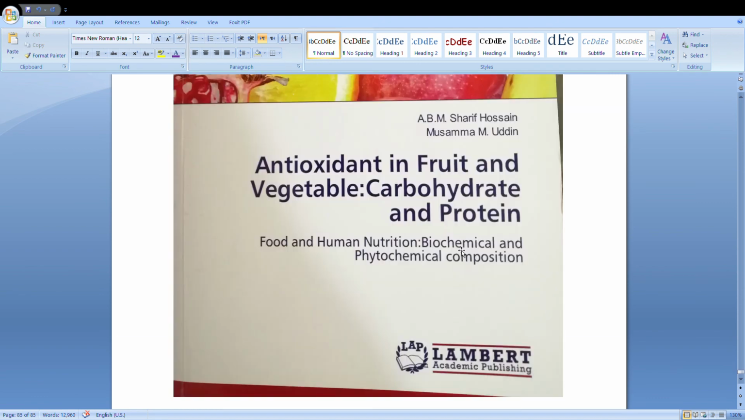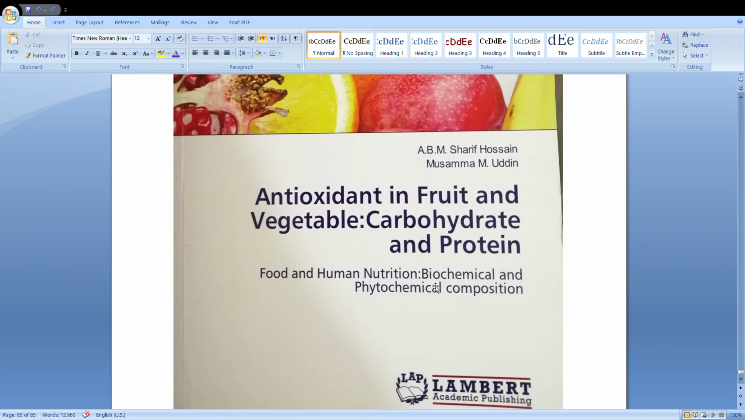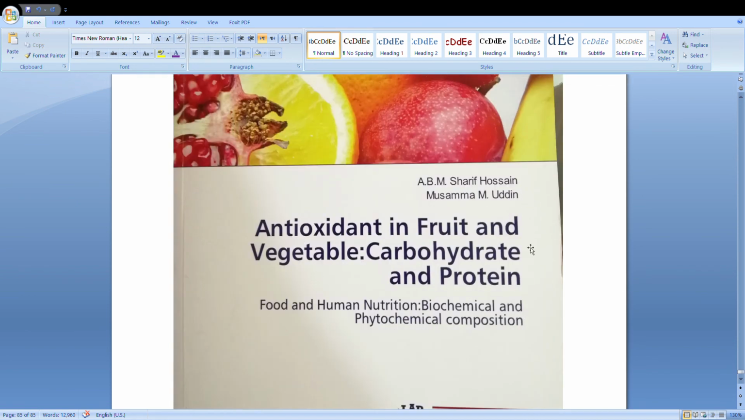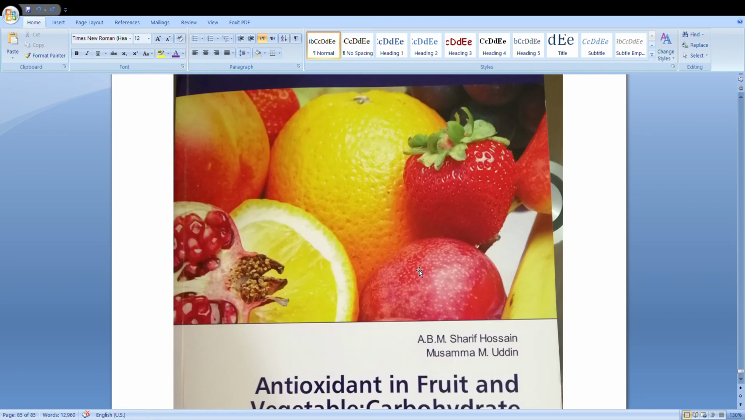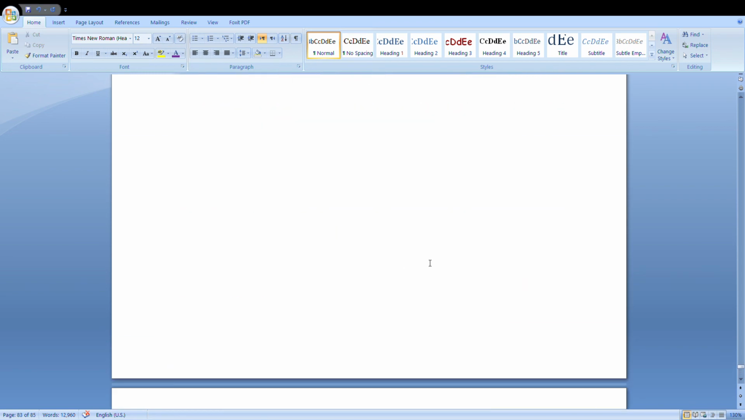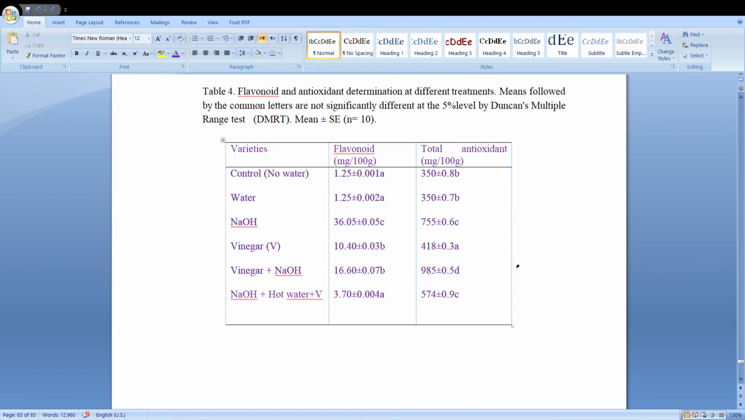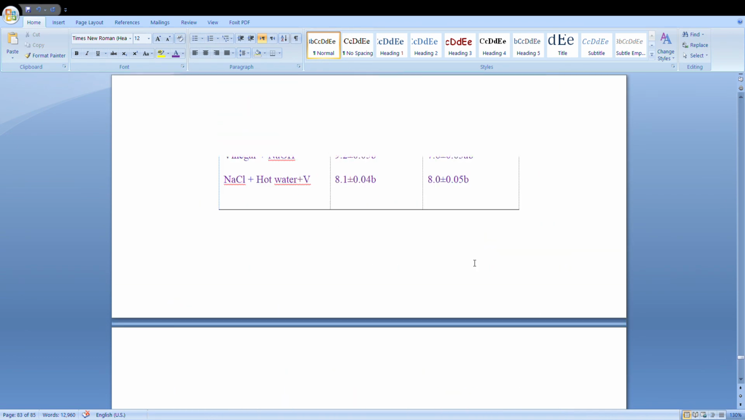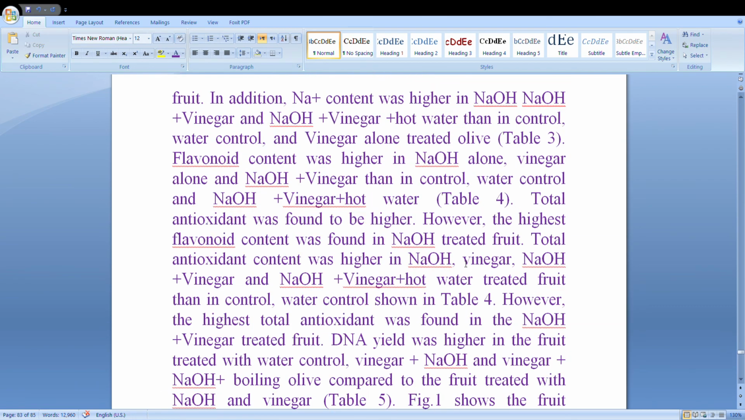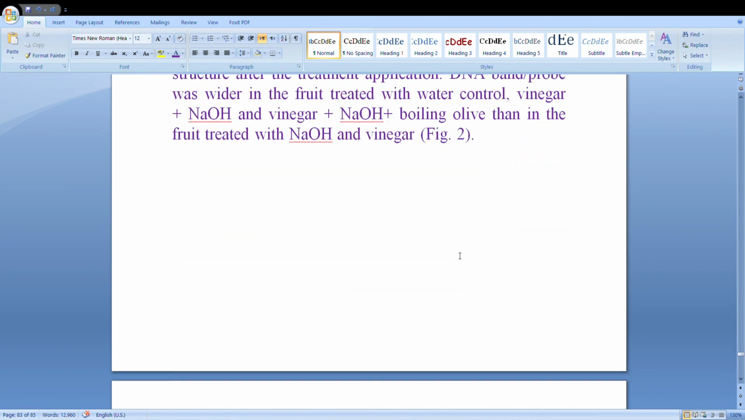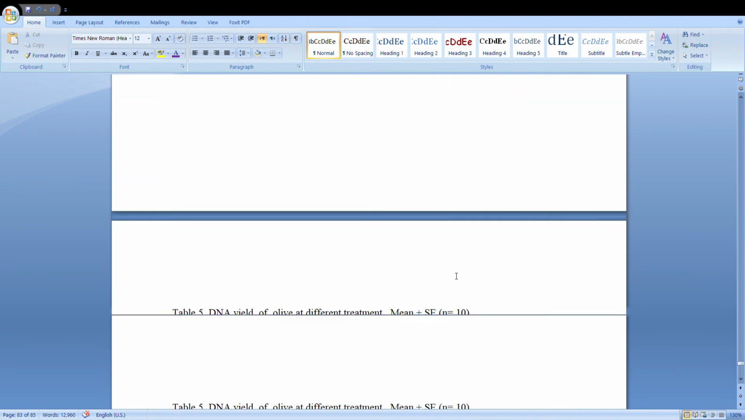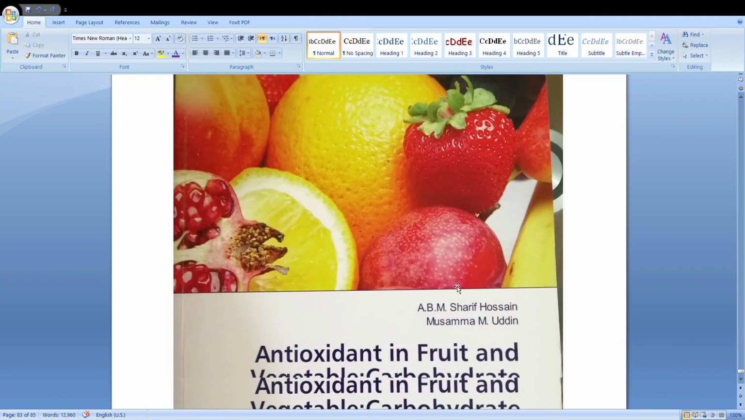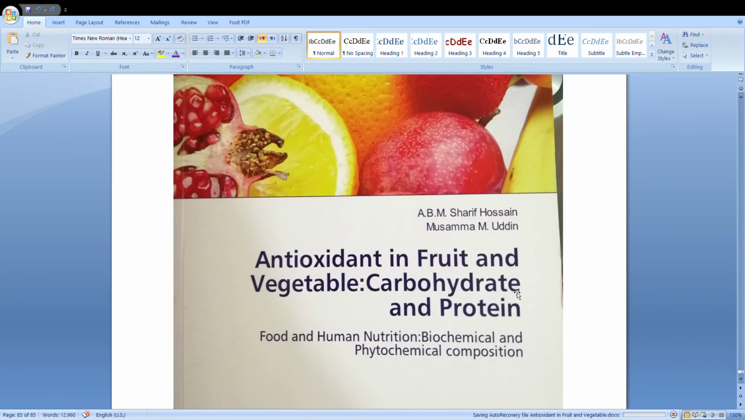So this book was published: Antioxidant in Fruits and Vegetables, Carbohydrate and Proteins, and Food and Human Nutrition, Biochemical and Phytochemical Compositions. In Germany, I published this book, Antioxidant in Fruits and Vegetables. It is one of the most important books for students of nutrition science or nutrition biotechnology, or those who are studying nutrition. So this is almost today's topic: antioxidant in fruits and vegetables, carbohydrate and proteins.